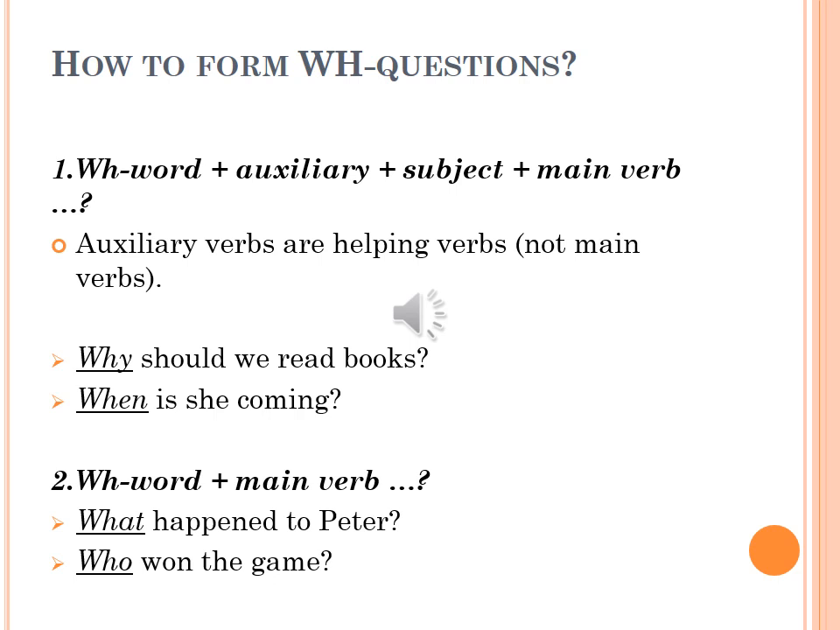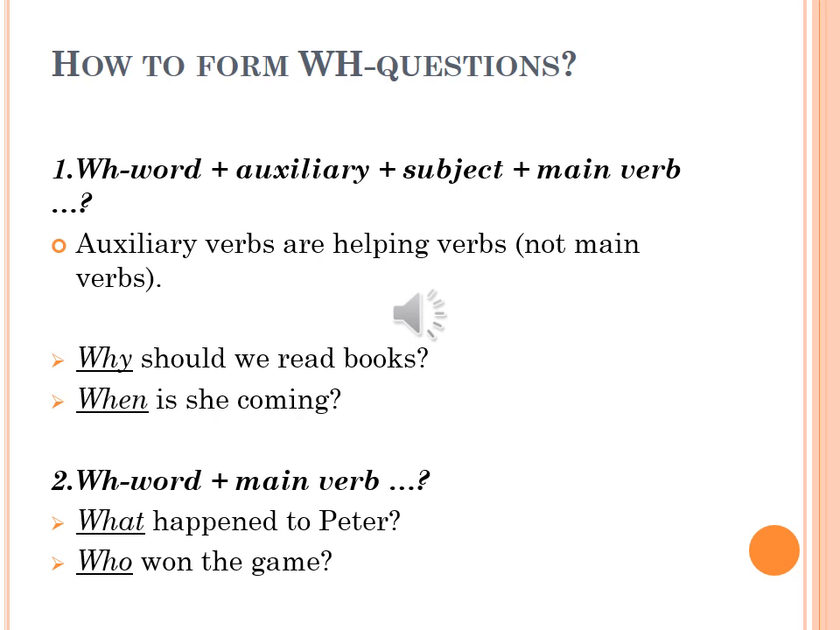So we have to frame the question like why should we read books. If we frame the question like why we should read books, that is wrong. So we have to bring the question word in the beginning followed by the auxiliary verb and then the subject. See the next example. When is she coming? We should not ask a question like when she is coming.